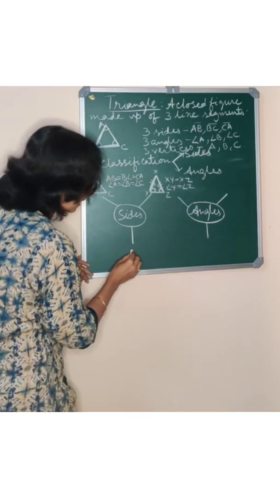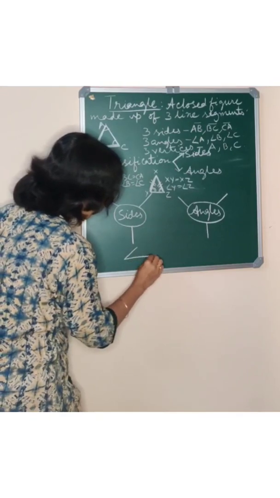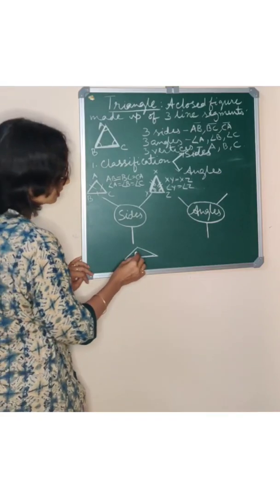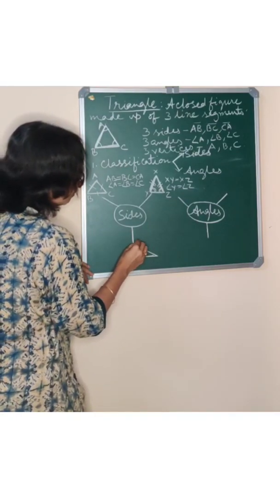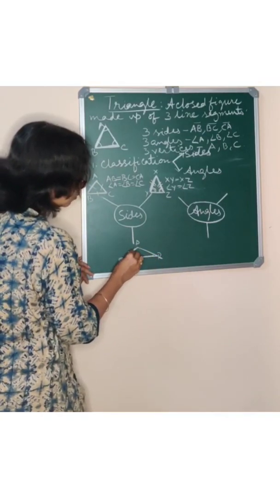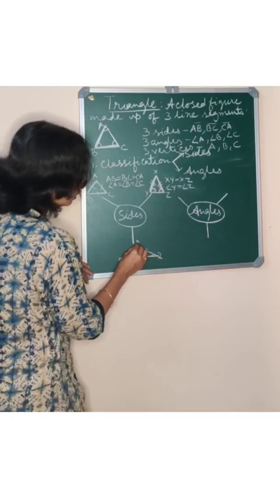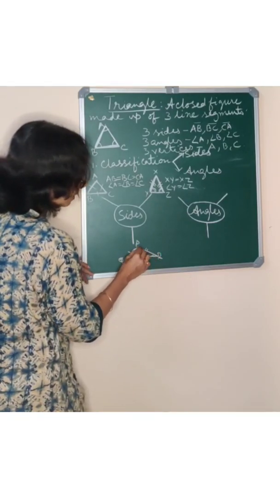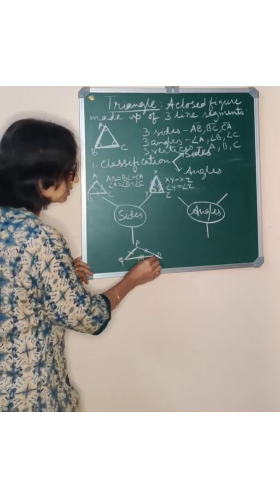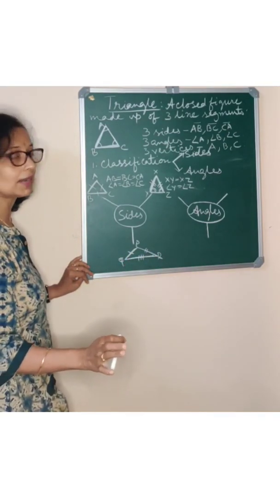Now next comes the scalene triangle. What is a scalene triangle? In a scalene triangle, the lengths of the three sides are different. Take P, Q, R. PQ is not equal to QR, QR is not equal to PR, and PQ is not equal to PR. So these three sides are of different lengths.